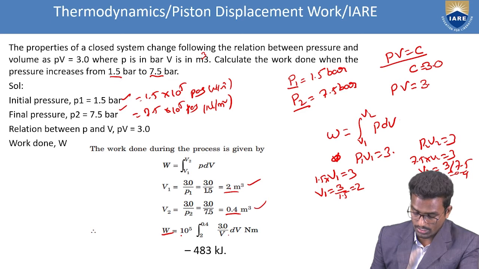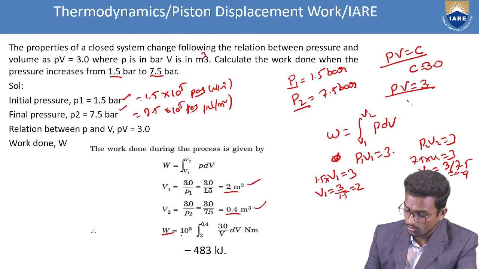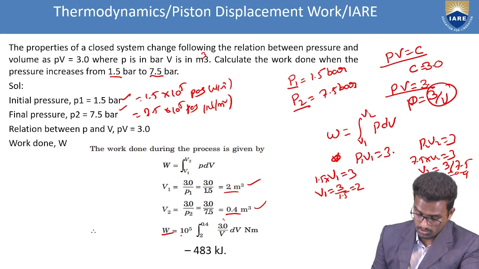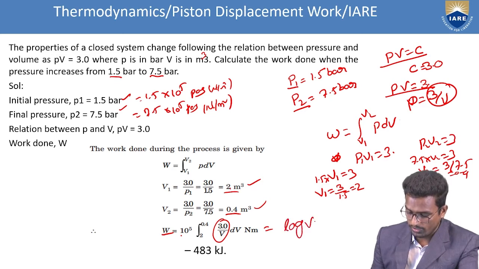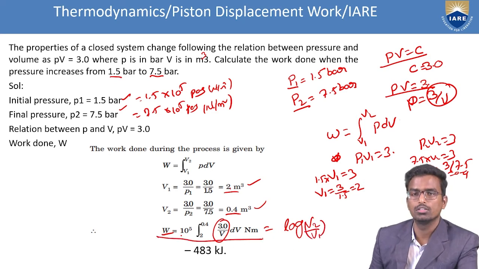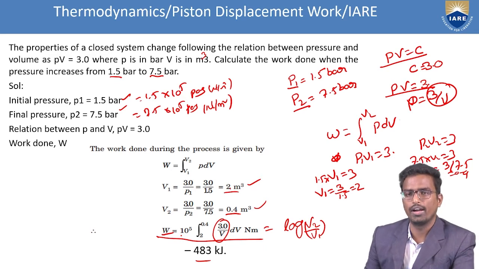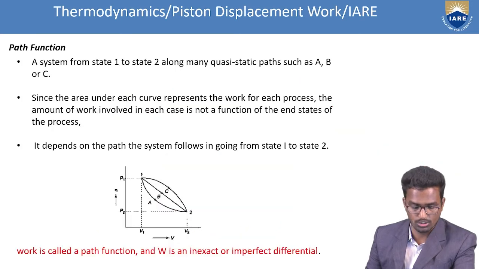Here you are taking P in terms of 3. That means P is equal to 3 by V. You convert P in terms of V, so that means 3 by V into dV. You do the integration, and what do you get? The integral of dV by V gives log V2 by V1. You do this equation and you get the value of W. So we get minus 483 kilojoules. This is the equation to find this. So this is a method to find how much amount of work is done.